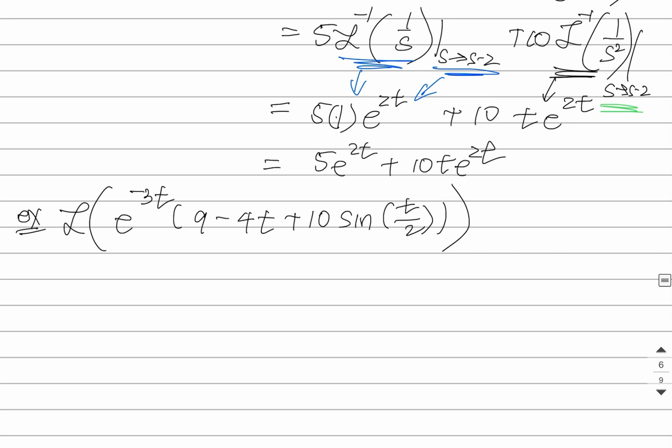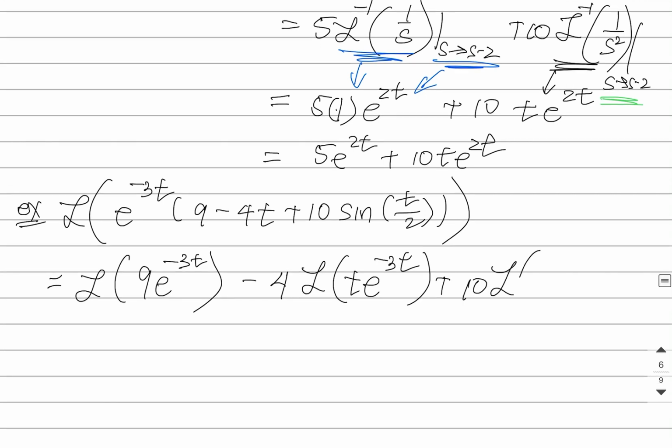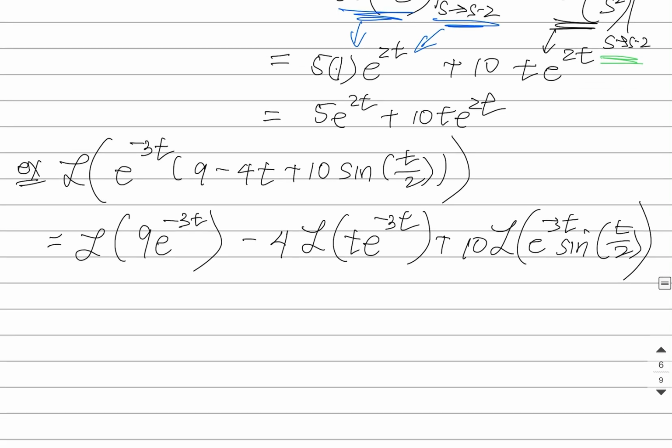Remember that Laplace transform is linear, just like the inverse, and I should take advantage of that. So I'll have the Laplace transform of 9 e to the minus 3t minus 4 Laplace transform t e to the minus 3t plus 10 into the Laplace transform of e to the minus 3t sine of t over 2. Now, all of these terms are terms that naturally arise from solving constant coefficient differential equations, and that's all normal stuff.